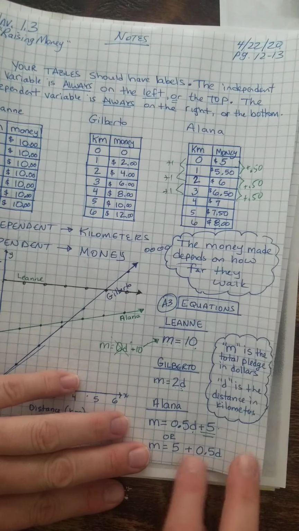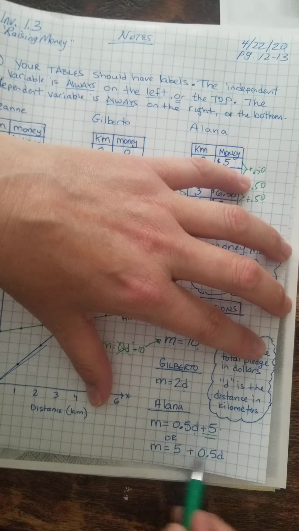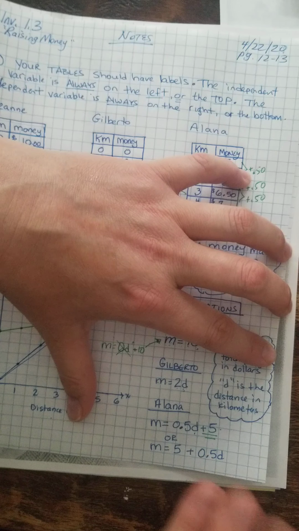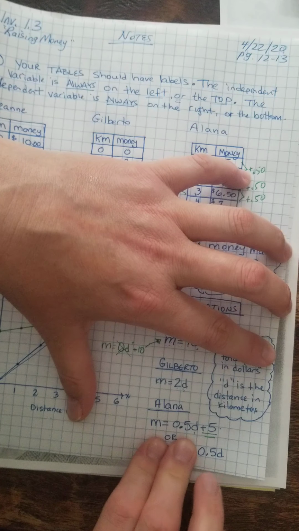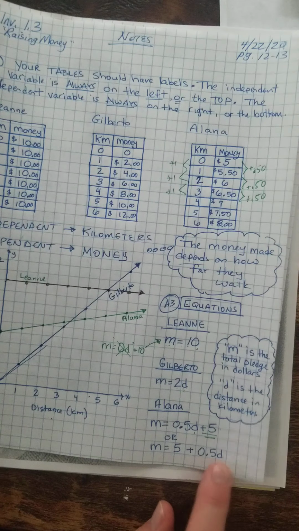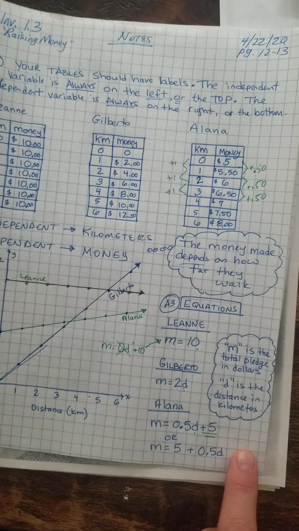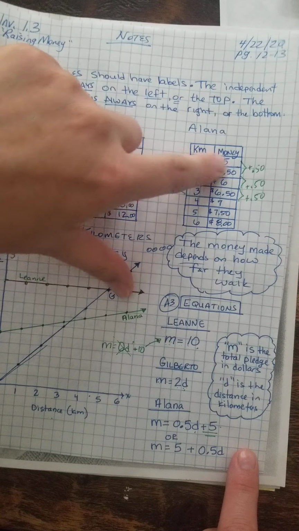Some of you may have done it like this, and I actually did see a few of you had the correct equation. If you think about it, she makes $5, and then I'm going to add 50 cents per kilometer, 50 cents per the distance she travels. And you can, again, test this as well.